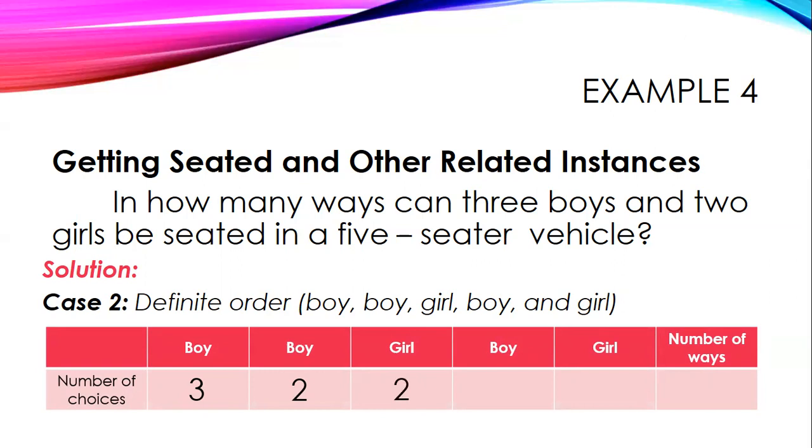Since nakaupo na yung dalawang boy, ilang boy na lang ang hindi pa nakakaupo? Isa na lang. Next, girl. Last one, we have 1. Okay. So to get the number of ways, we need to multiply. 3 times 2 is 6. 6 times 2 is 12. So we have 12 ways. 12 ways can 3 boys and 2 girls be seated in a 5-seater vehicle if it has definite order. Okay.